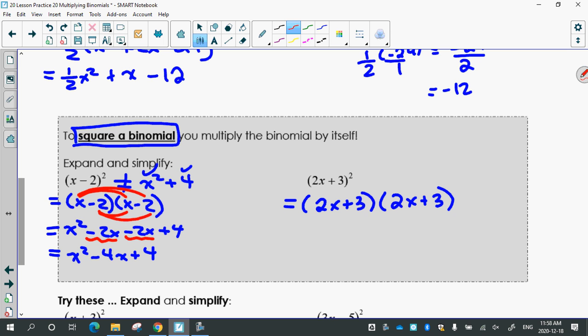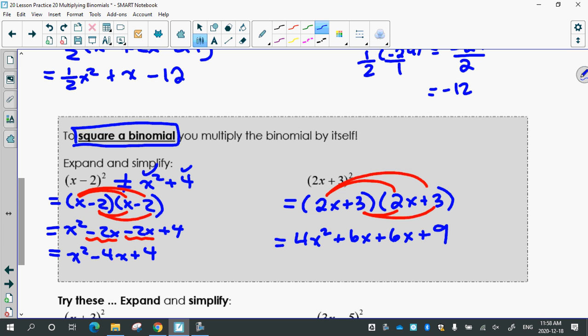That's going to take 4 multiplications, not just 2. Check your first line. Yep. Okay. And then you can combine the 6 x's.